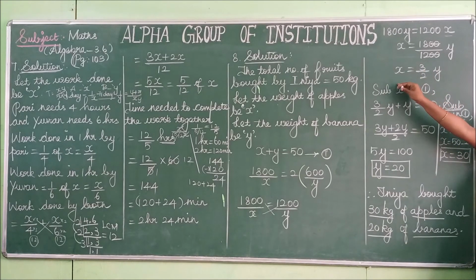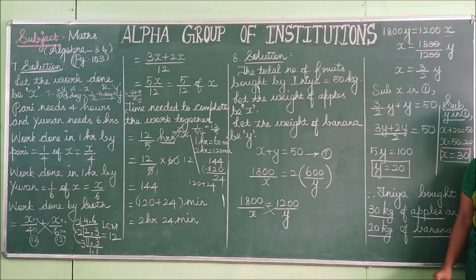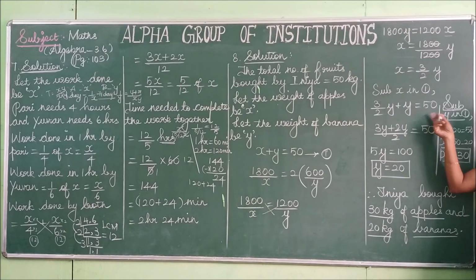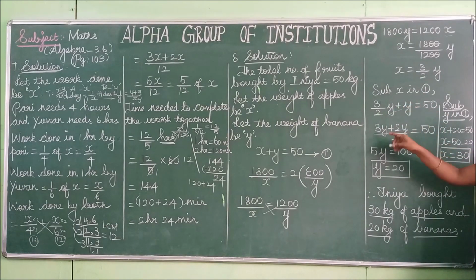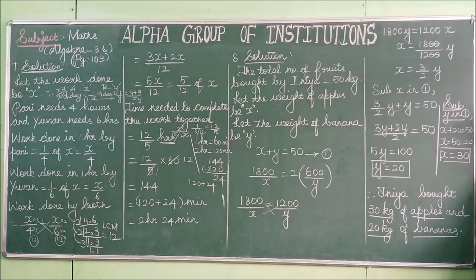Now we get the value for x, substitute in the first equation. What is the first equation? x plus y is equal to 50. 3 by 2 of y plus y is equal to 50. Now we have to cross multiply. For a common denominator, we multiply numerator and denominator by 2. So 3y plus 2y divided by 2 is equal to 50. Add the numerator values: 3y plus 2y is equal to 5y. 2 into 50 is 100.